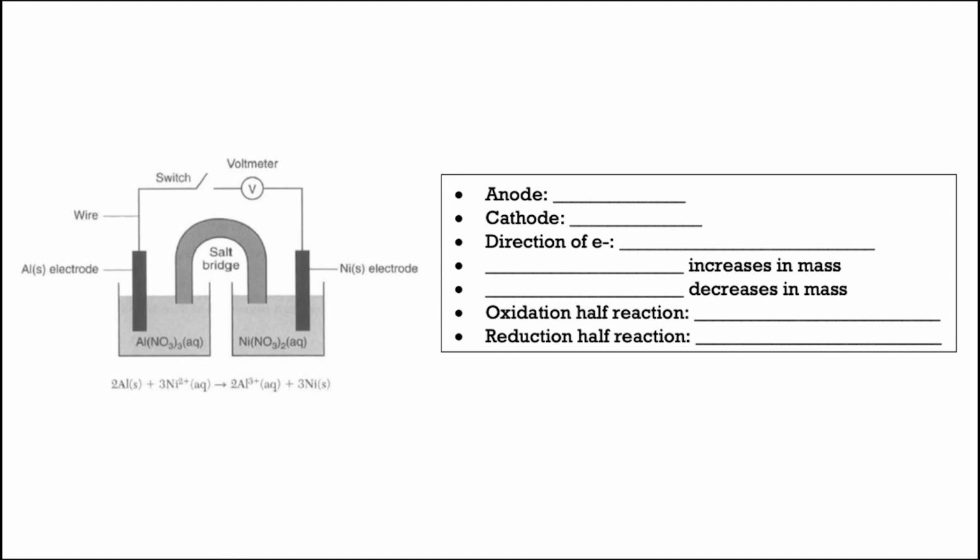Next is this one. So we have the balanced redox reaction here. So we know that Ni is a plus 2. Let me get a different color, that's hard to read.